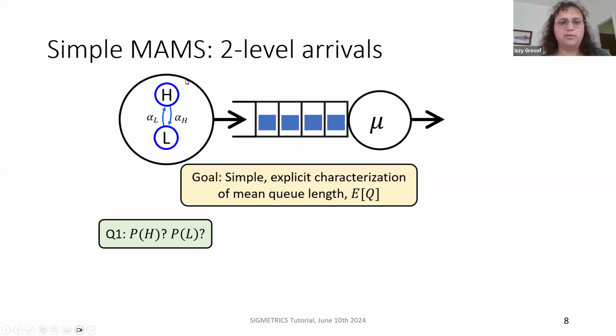Okay, so the arrivals are going off and doing their thing. They're doing their arrival chain, switching back and forth. What fraction of time are we in the high arrival intensity state? Think about that for a moment. Feel free to pause the video.